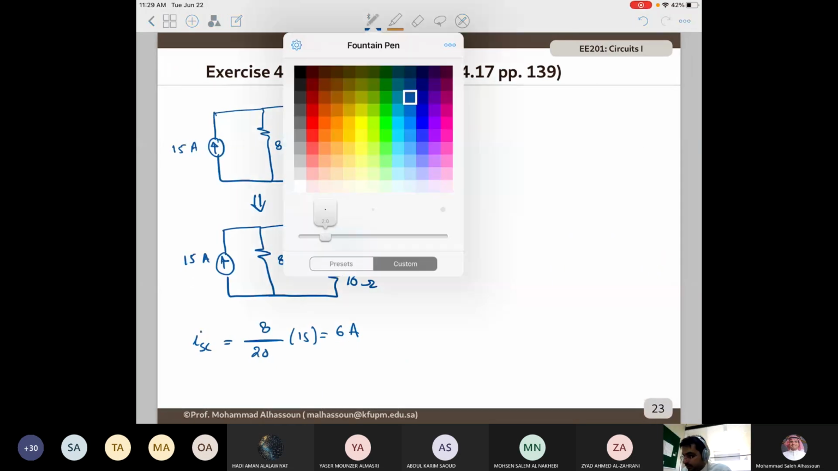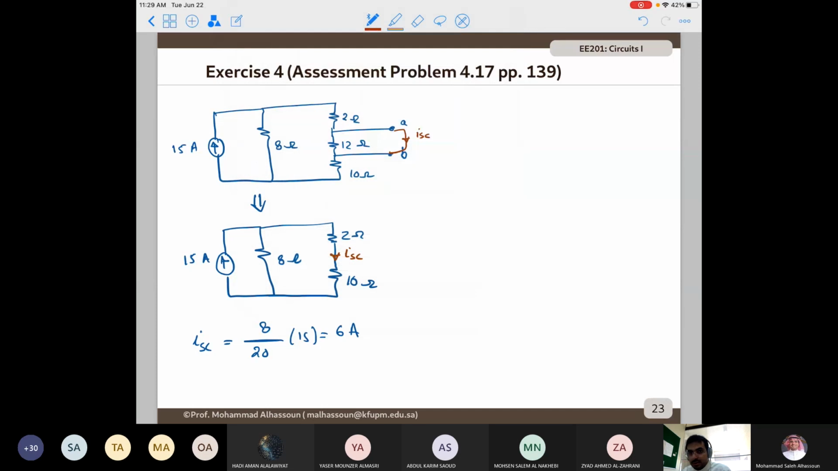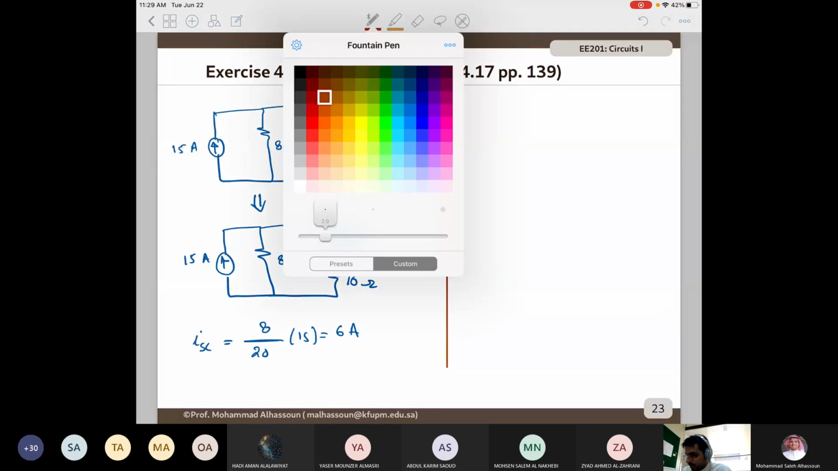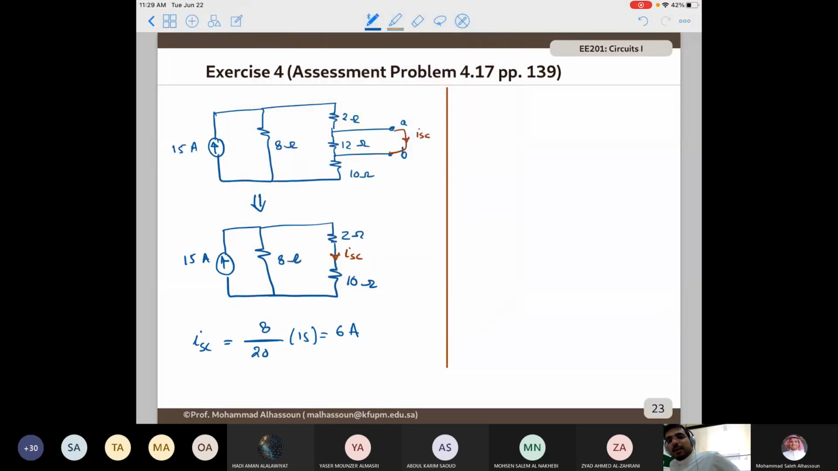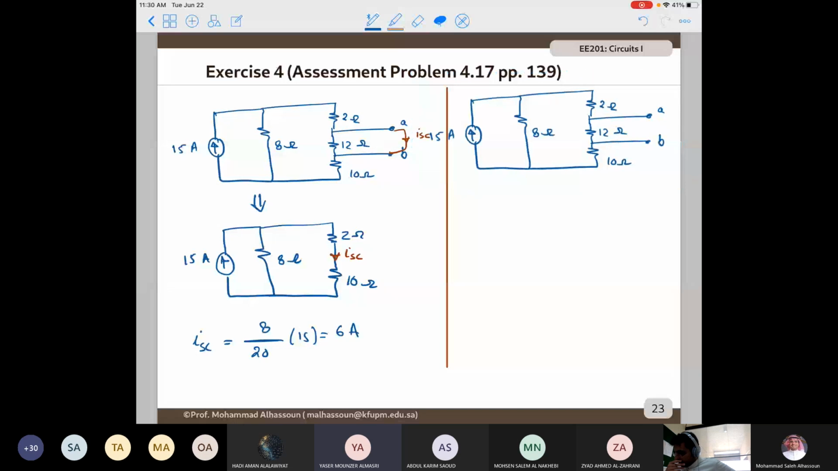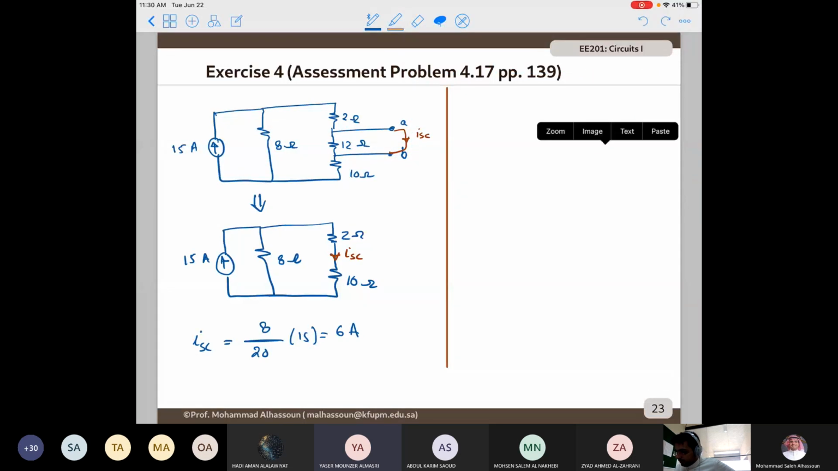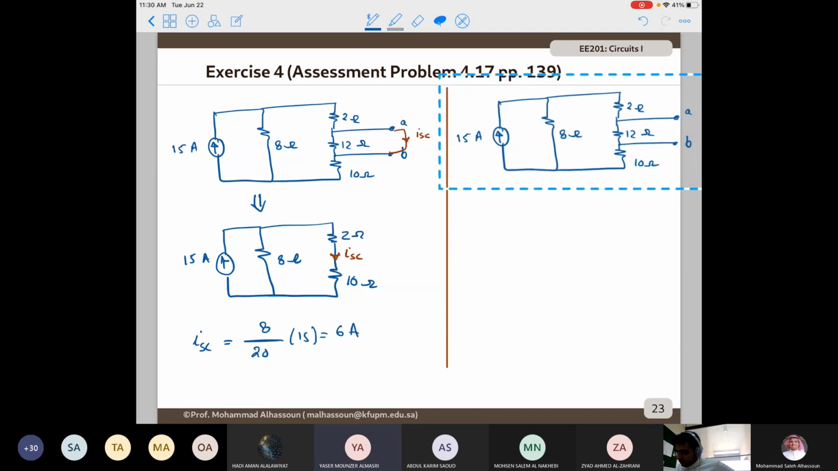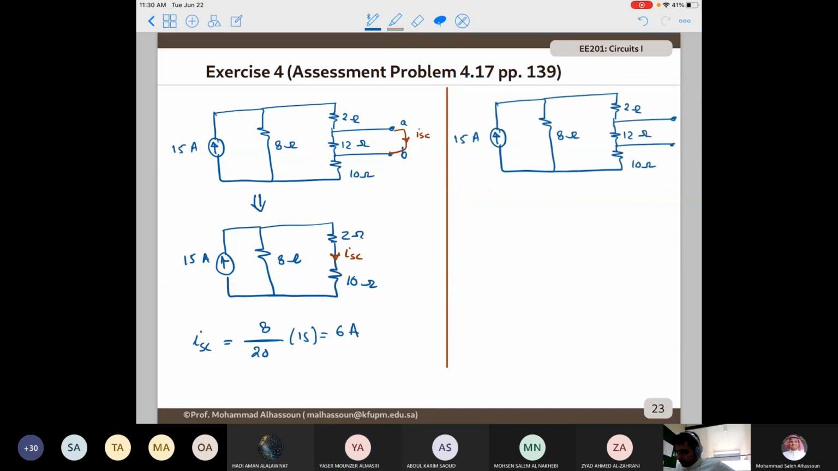So what do I need now? What I need now is to find the Thevenin equivalent resistance between A and B. So what should I do? Yasser, back to your question. Yes, we need to disable the current source. How do we do that? We replace it with an open circuit. Exactly, so we replace it with an open circuit.